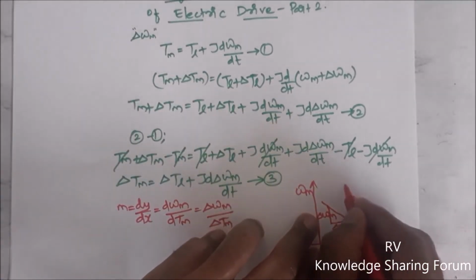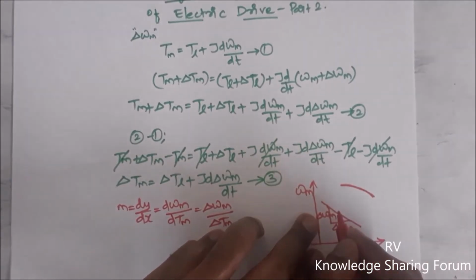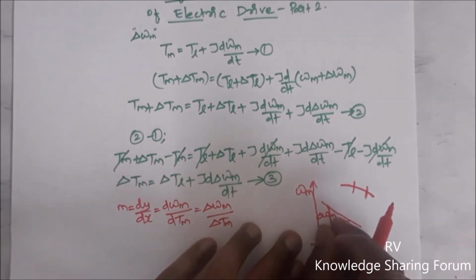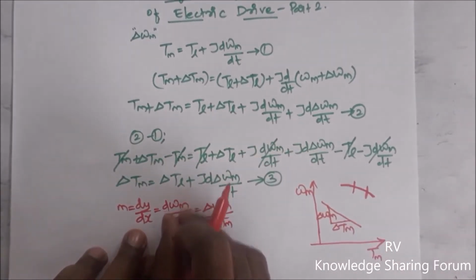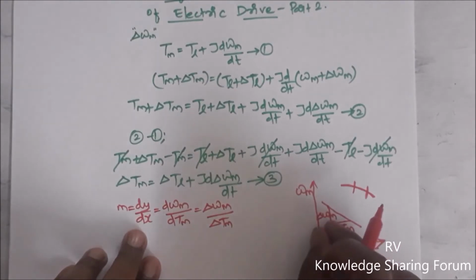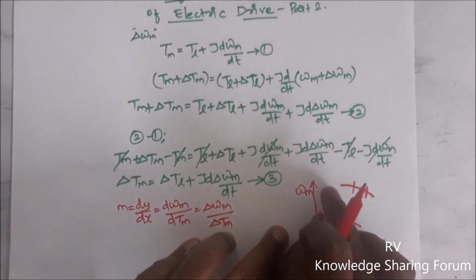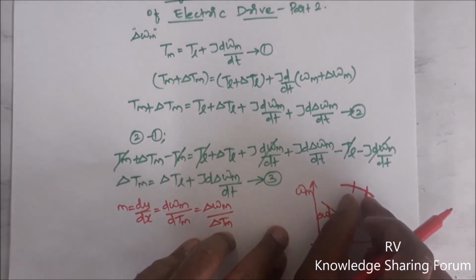See, now let us assume this curve. When you consider only a small portion, because we are considering only a small portion, delta omega m, wherever you see, it is a small portion. So out of this entire portion, I am assuming only this small portion.